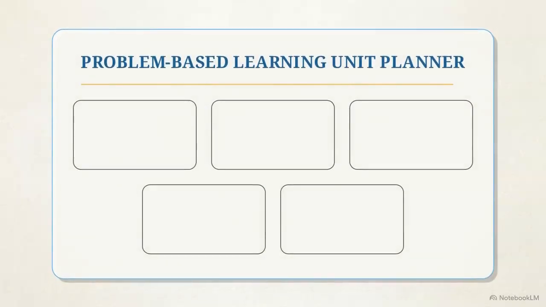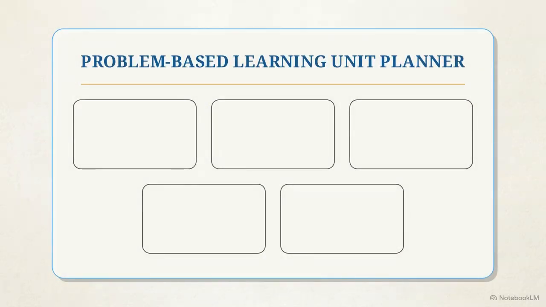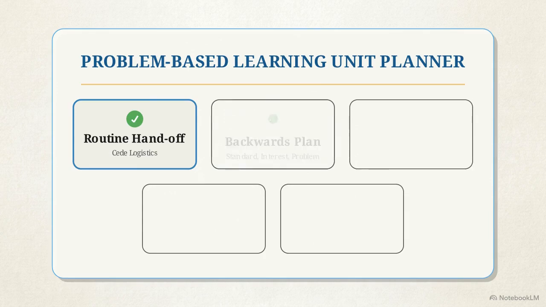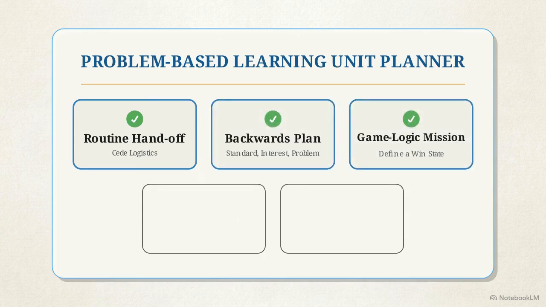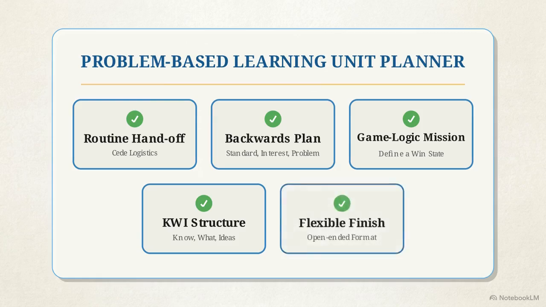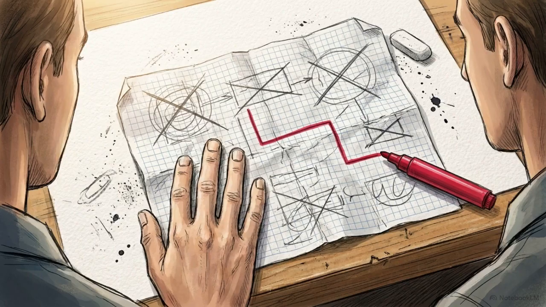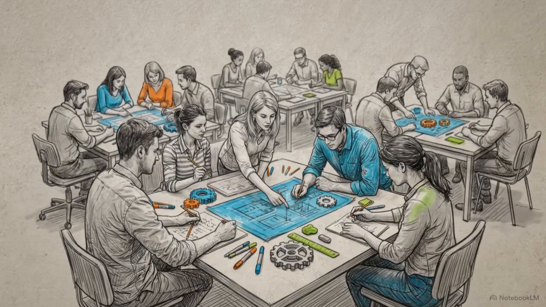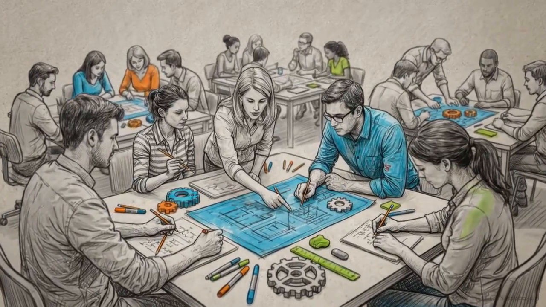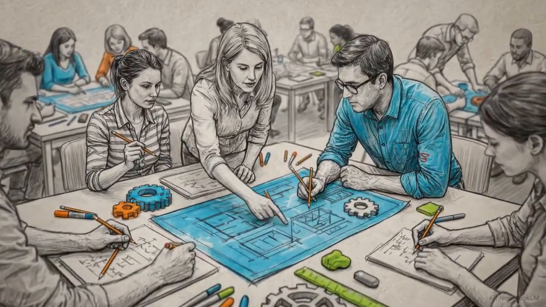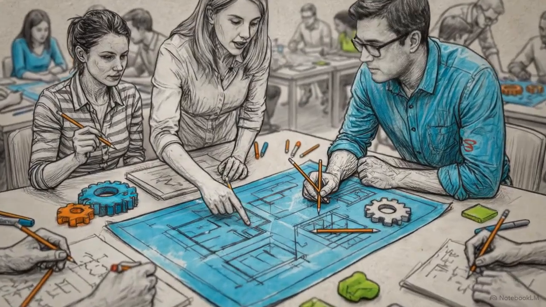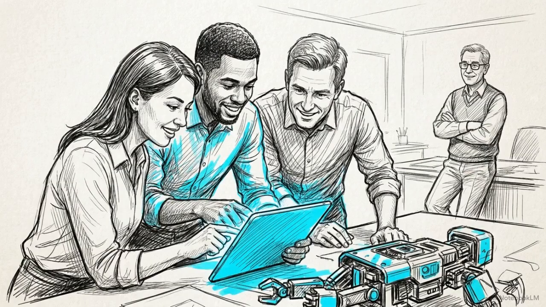Look back at your completed planner. You now have the 5 components needed for a launch: a routine handoff, a backwards plan, a game logic mission, a KWI structure, and a flexible finish. Remember to normalize the flop. Treat dead ends as opportunities to iterate rather than educational failures. Your first test starts tomorrow. Go to your classroom and ask your students to solve just one minor, non-academic problem together. Shifting to problem-based learning alters your lesson plan, and it reallocates the authority to solve problems to your students.